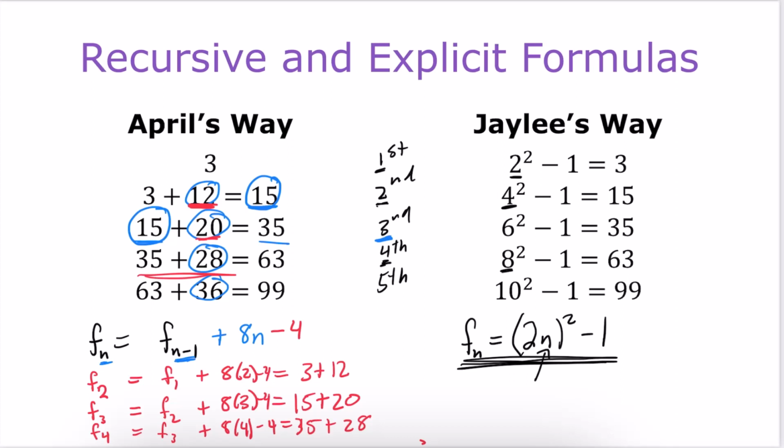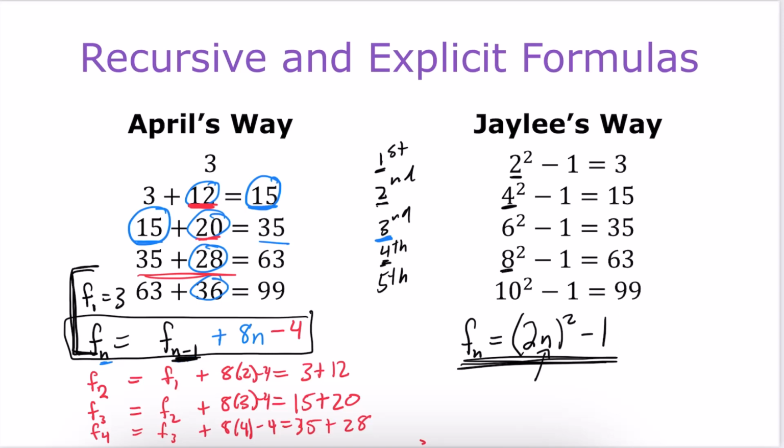So this formula right here is a recursive formula. And you actually also have to include the first term. So you have to say the first term in this case equals 3. Since the formula depends on the previous term, you need to know what term number you're starting with, or what the value is of the term you're starting with. So these two together make the recursive formula that describes April's pattern.